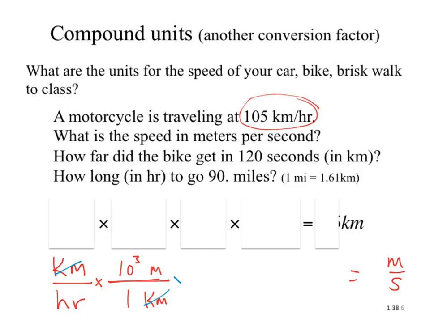So what do I do now? I need to convert hours into seconds. Where should the seconds show up? Denominator. Why the denominator? There's an easier answer for why seconds needs to be in the denominator. It's in the denominator in our answer. So we could put seconds and we could put hour here.